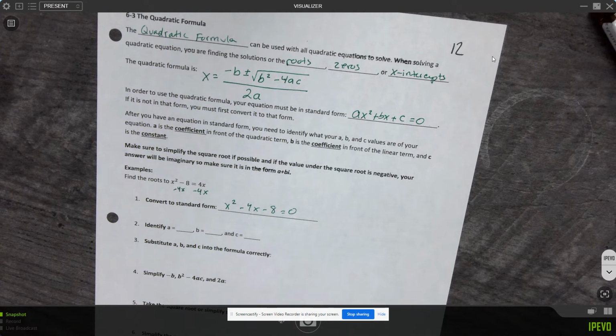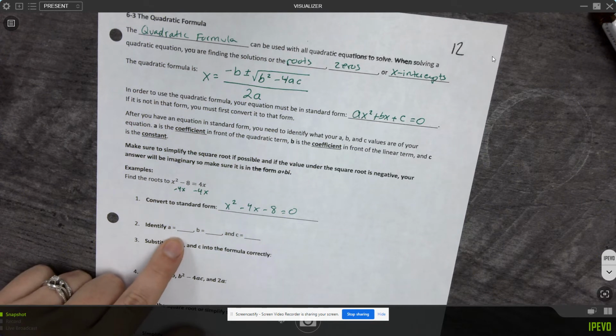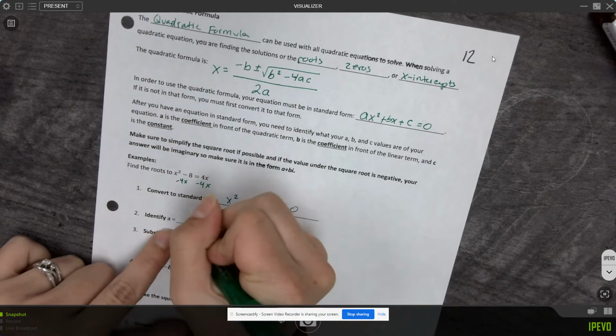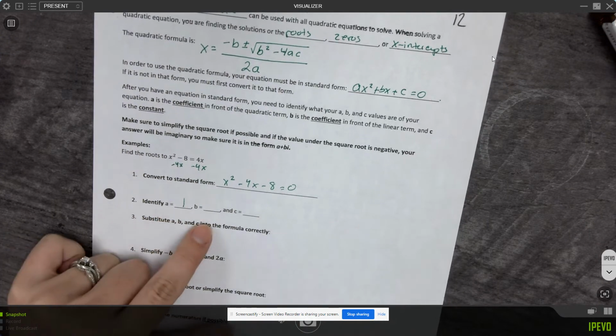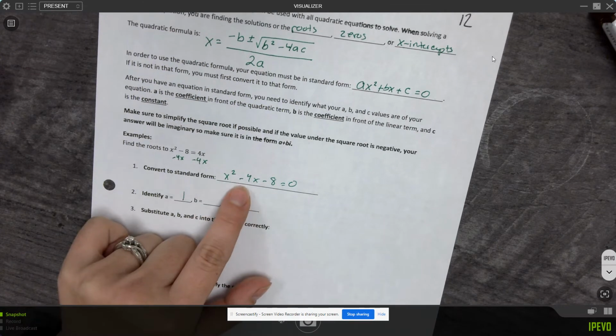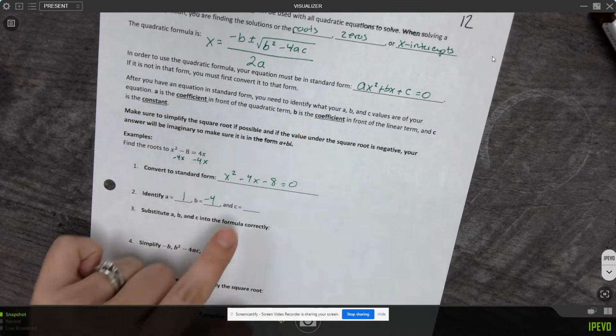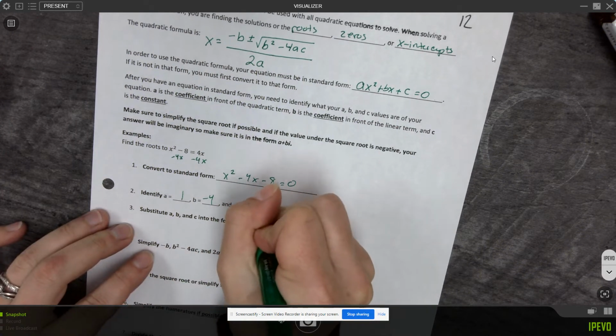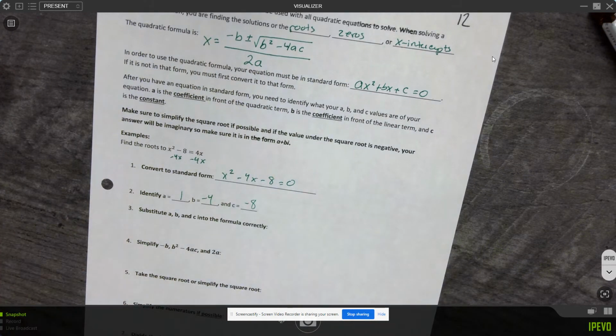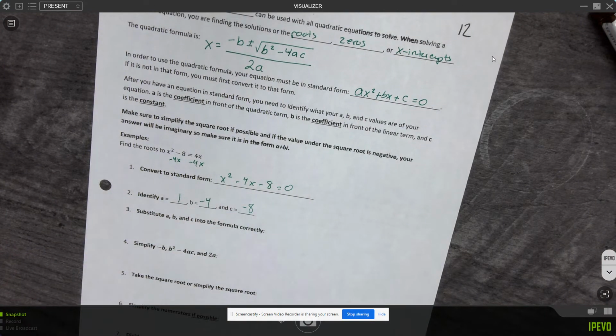Now I can solve using my quadratic formula. A is the number in front of your x squared term. There's no number, so it's 1. B is your number in front of your linear or your x term, which is a negative 4. And C is your constant, which is negative 8. Paying attention to your negatives. If there is not a number in front of x squared or x, it is 1. If, however, you are missing one of those terms, then your number would be 0.